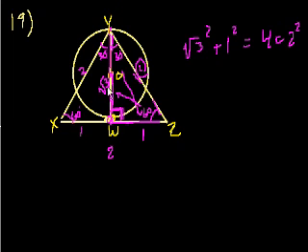And now, if the whole thing is square root of 3, what is the radius? The radius is going to be half of that. So the radius is square root of 3 over 2. And now we're ready to figure out the area. Area is equal to pi r squared.